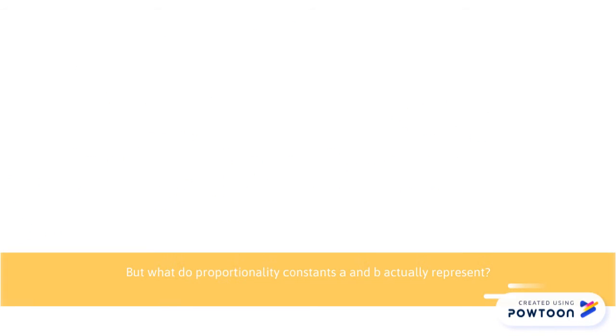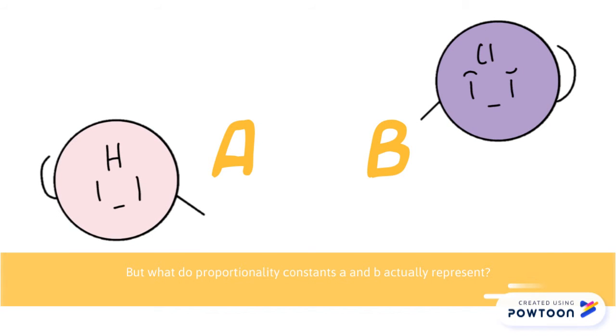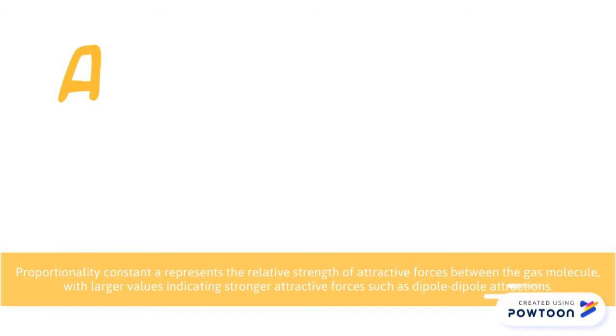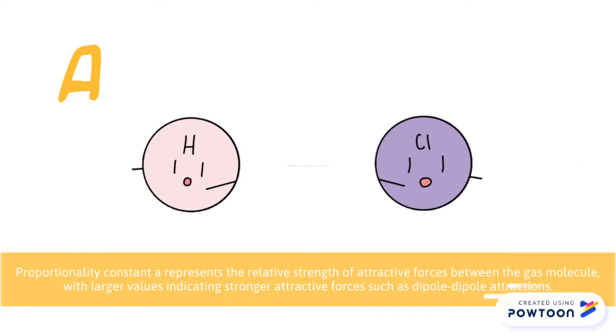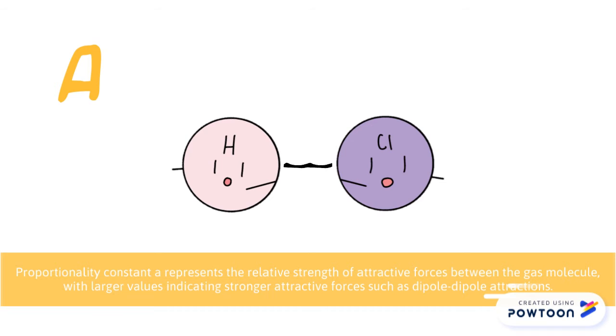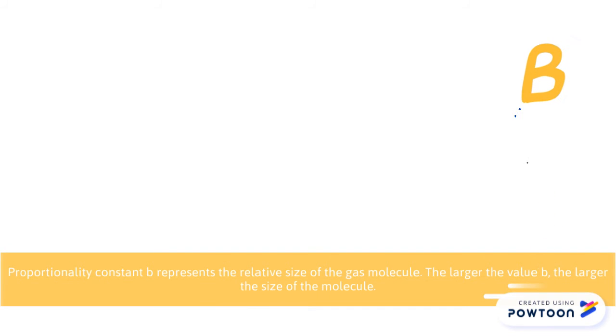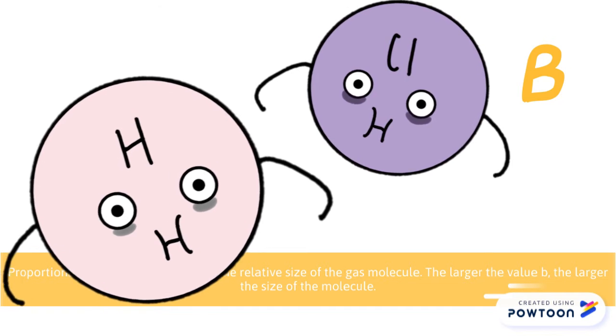But what do proportionality constants a and b really represent? Proportionality constant a represents the relative strength of attractive forces between the gas molecules, with larger values indicating stronger attractive forces such as dipole-dipole attractions. Proportionality constant b represents the relative size of the gas molecule. The larger the value b, the larger the size of the molecule.